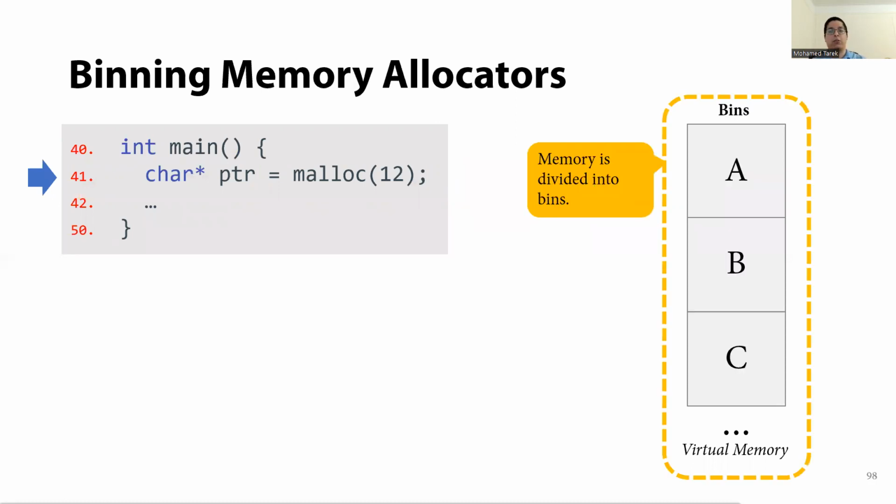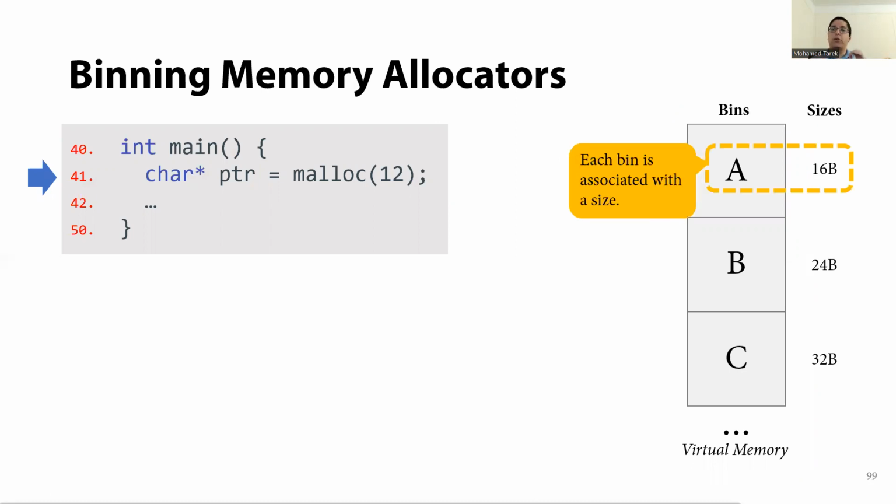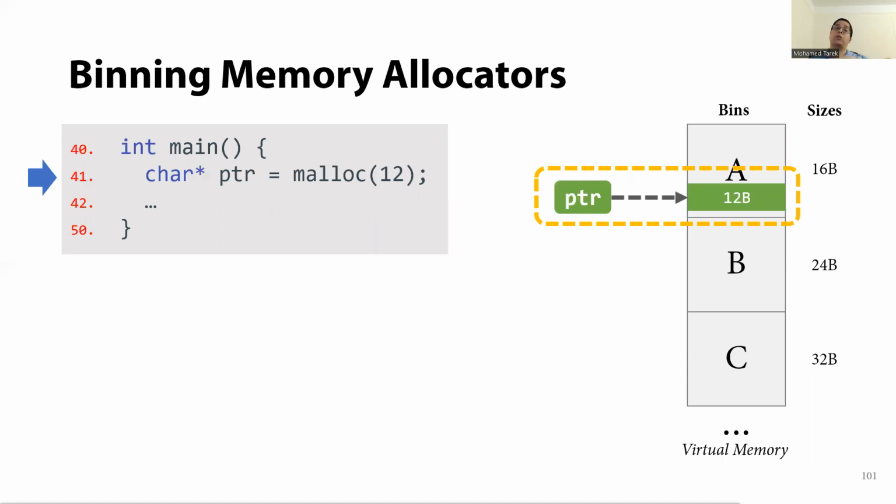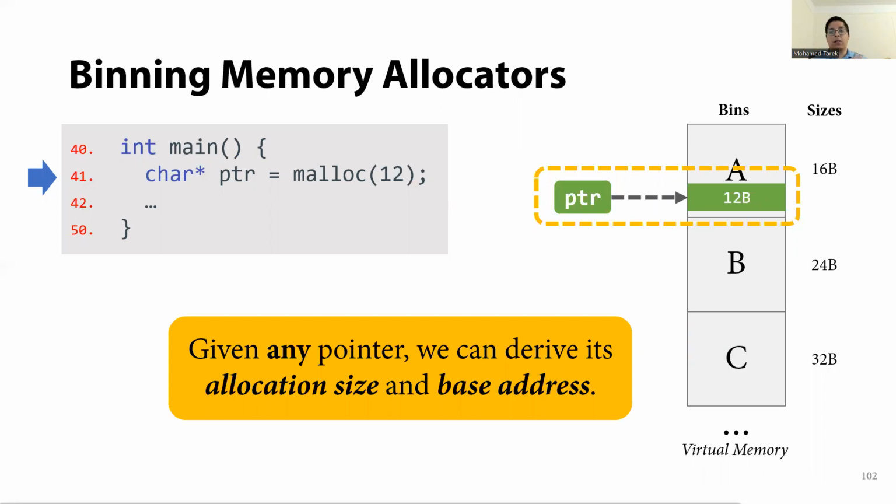In order to accelerate the malloc functionality, binning memory allocators divide the virtual memory into different regions called bins. Each bin is used to allocate objects of a specific size. For example, allocation requests that are less than 16 bytes come from region A. Allocation requests that are greater than 16 bytes and still less than 24 bytes come from region B, and so on. As each region holds allocations of the same rounded size, given any pointer, we can derive its allocation size and base address. The allocation size is the size used in this particular region, whereas the base address is the nearest size-aligned address in the same region.